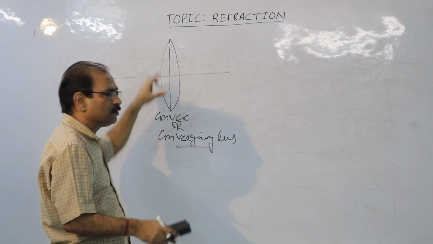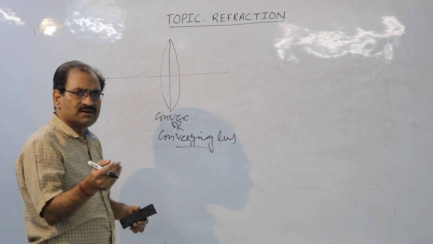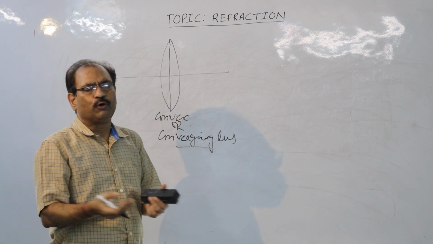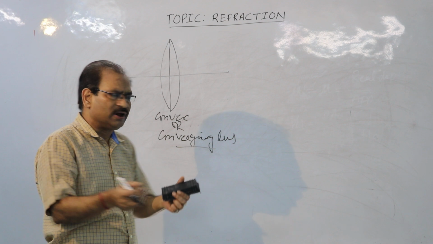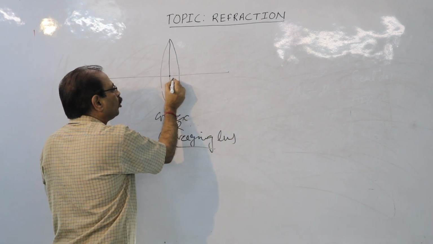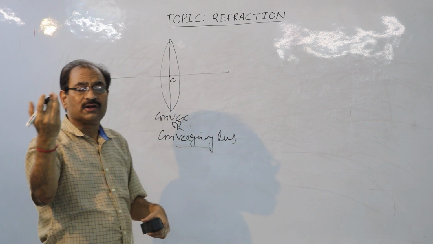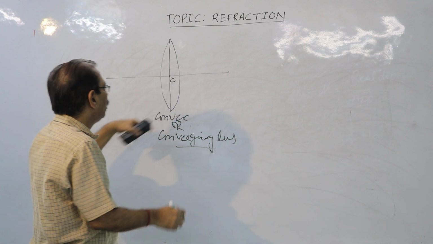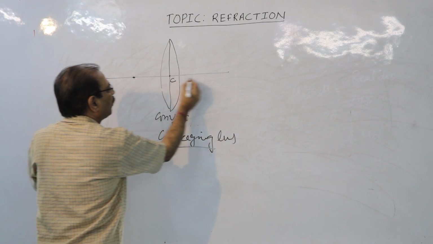That is this direction. And children, very interesting to note, the other important definitions we have already done in reflection, they are the same. For example, this is called principal axis. This point is called optical center. In the mirrors, the middle point used to be the pole. So this is called optical center. Children, we have got principal focus over here.